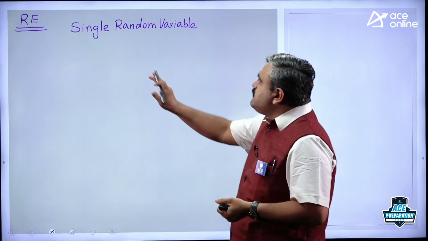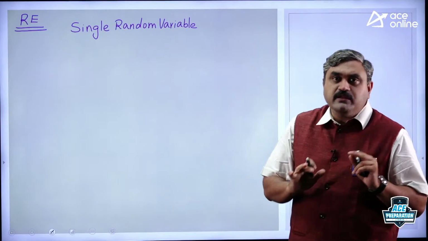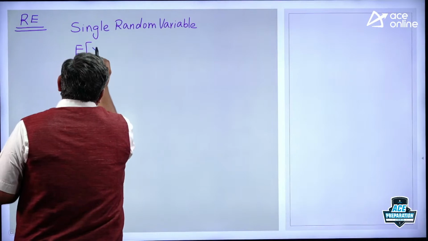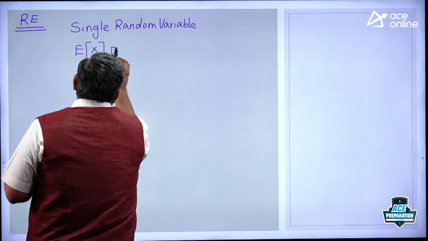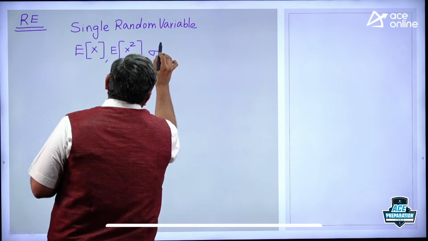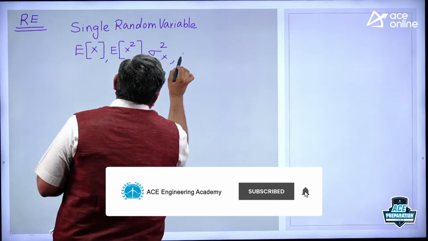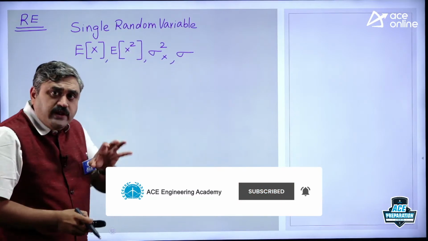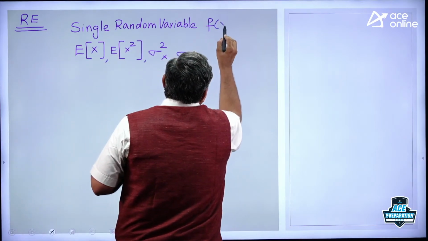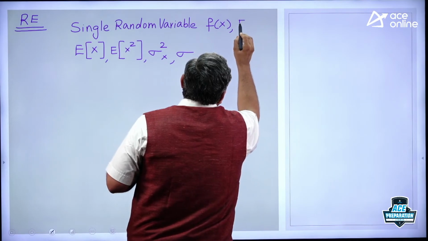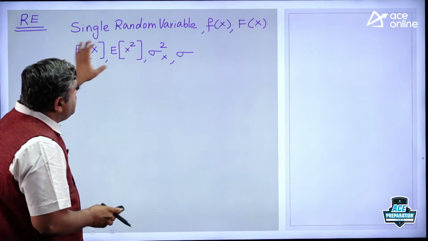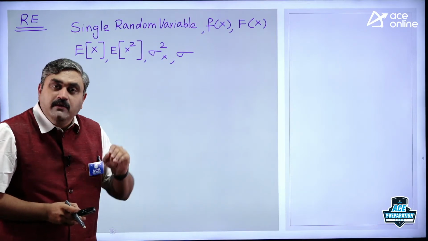Now under random experiment we have a single random variable and the calculation of statistical parameters like mean value, mean square value and variance. Of course standard deviation, sigma. So once you are clear with this single random variable and express what the probability density function and probability distribution function are, then we can determine these parameters. Okay.